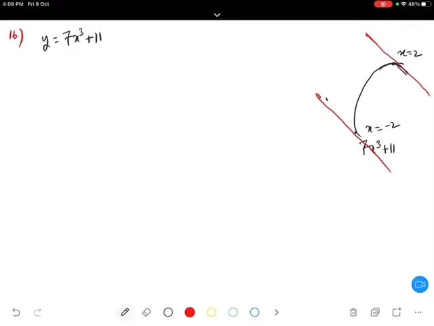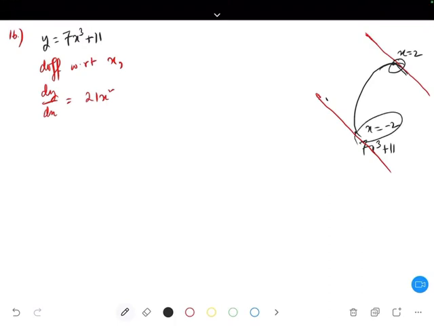So let us find the slope of the tangent. For the slope of the tangent we will differentiate with respect to x. So differentiating with respect to x, what do you get? dy dx is equal to 21x square. That's it. Now we have to find the slope at these two particular points, x equal to 2 and x equal to minus 2. So let us find that.